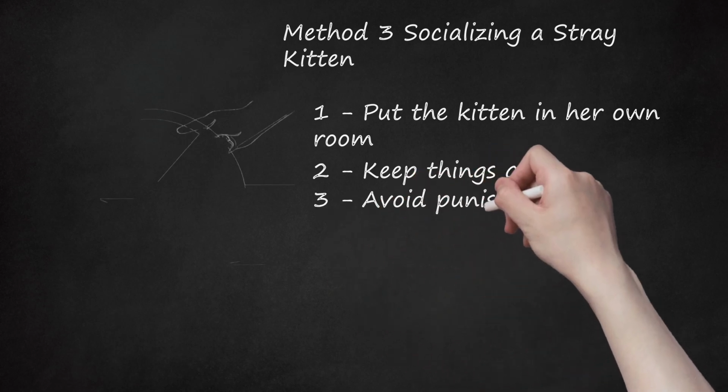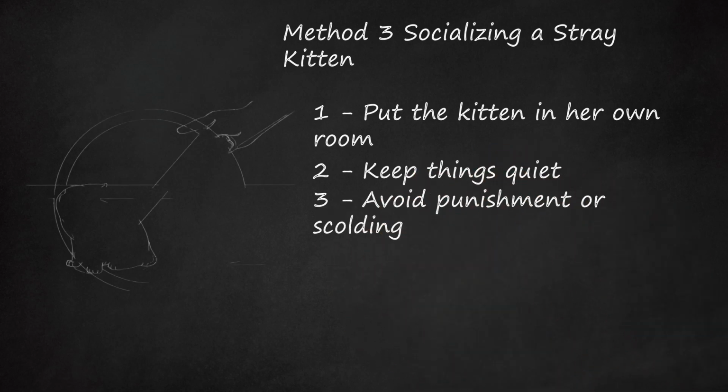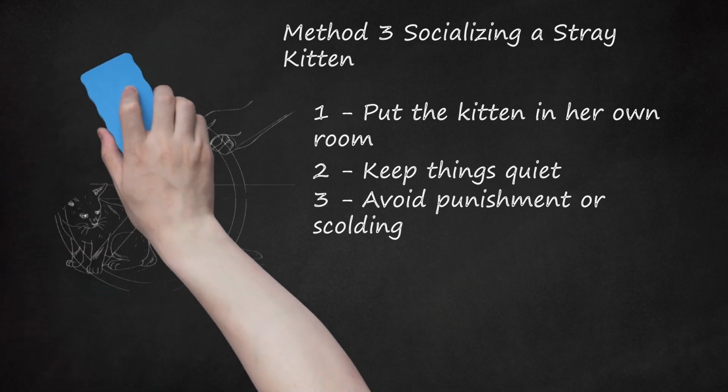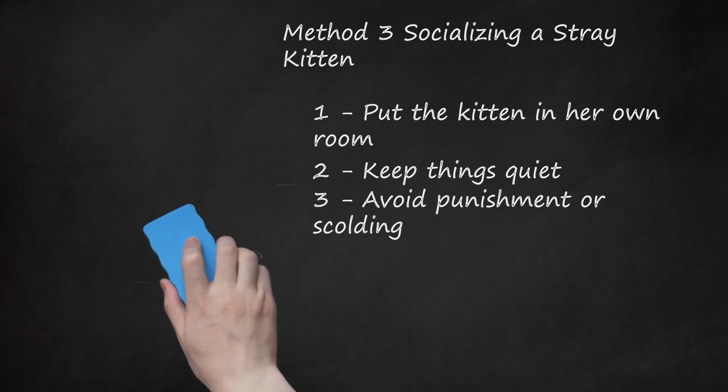3. Avoid punishment or scolding. A kitten is not going to know any better, so she may do things that you consider to be bad. If this happens, do not punish or scold her. Instead, reward her for good behavior so she begins to realize the type of behavior you'd like her to have. Once she catches on, she'll start to repeat that good behavior over and over.